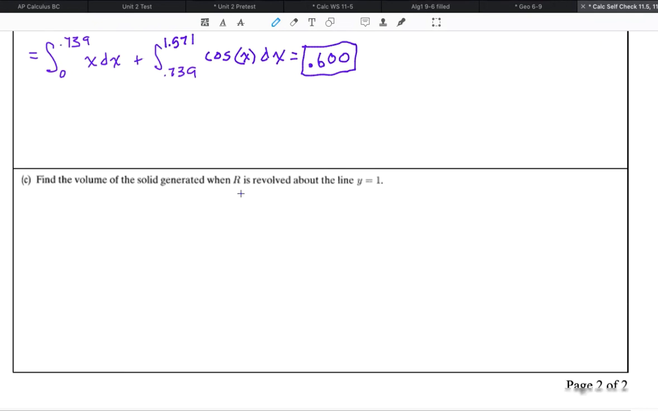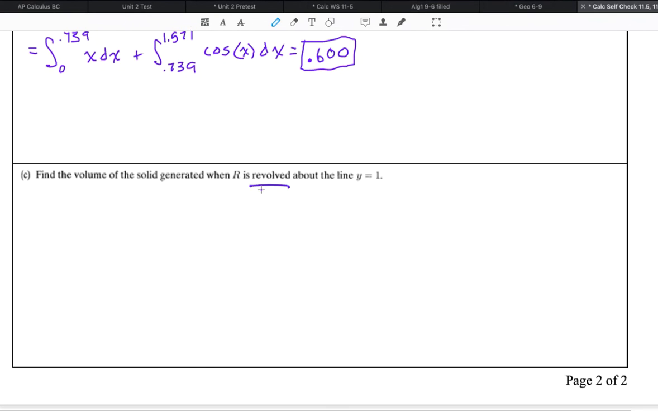And then for part C, find the volume when revolved. Okay, that means I'm going to have a pi. So my general formula is going to be pi times the integral. It's around a line, not the x-axis, so it's going to be outer minus k quantity squared, minus the other radius, which is inner minus k quantity squared.